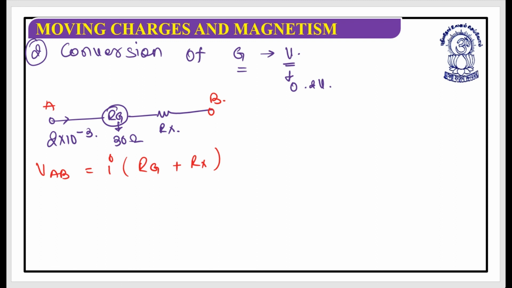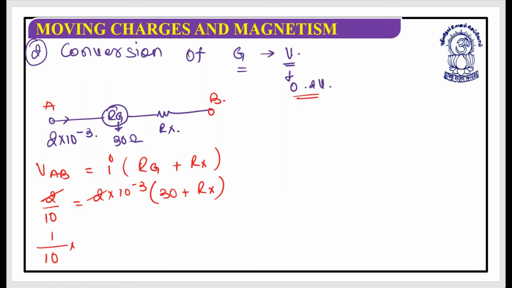When I write VAB, it is equal to 0.2 volt, which is needed. So this is 2 by 10, which should be equal to the current, 2 into 10 to the power minus 3, into Rg, which is 30, plus Rx. I hope this is clear. If I solve this, the 2 and 2 cancel, and this would be 1 divided by 10, and 1 divided by 10 to the power 3.